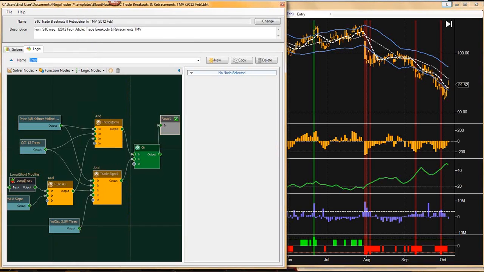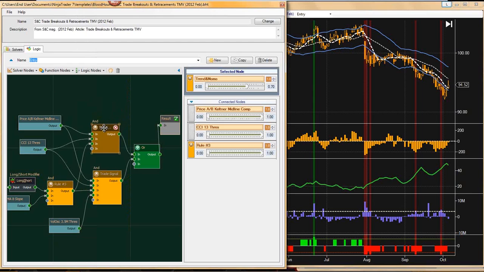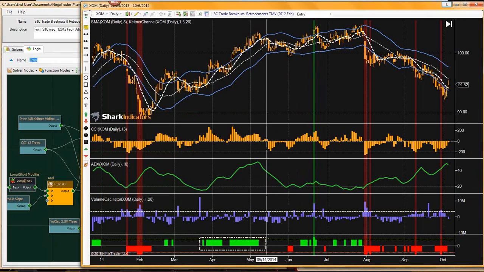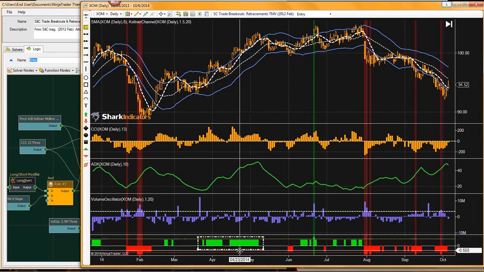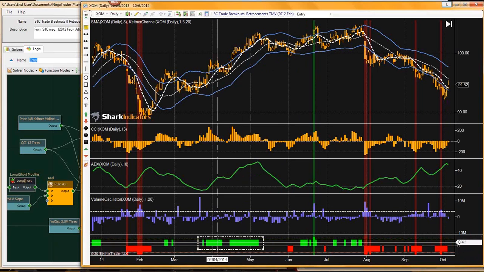Yeah, I think that about does it. That's what I wanted to show you: how you can use BloodHound to give you two pieces of information. You get the trade signals, and then you can have BloodHound show you when a smaller subset of your rules are all being met.